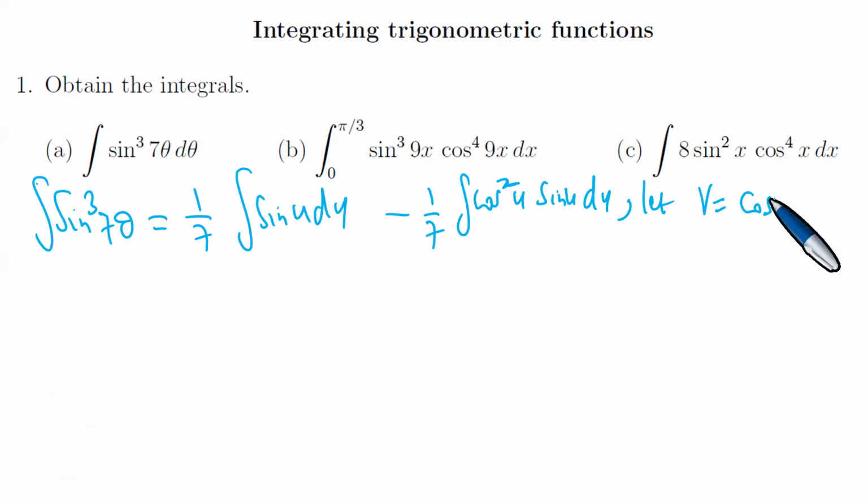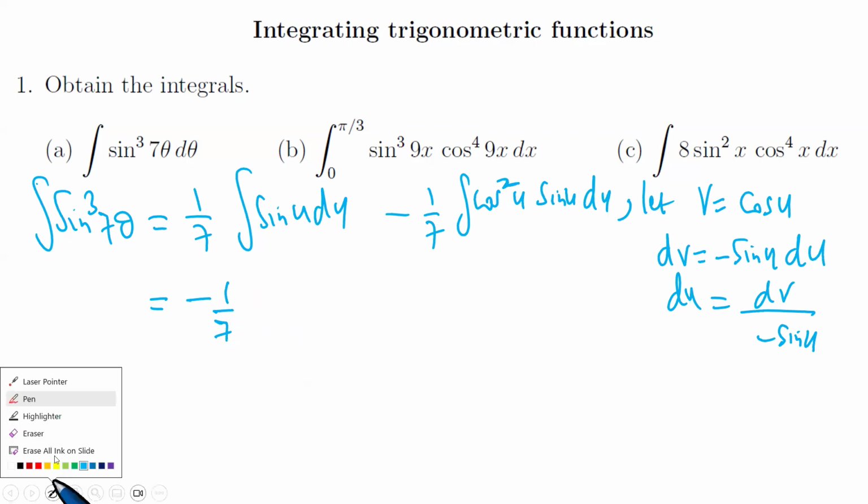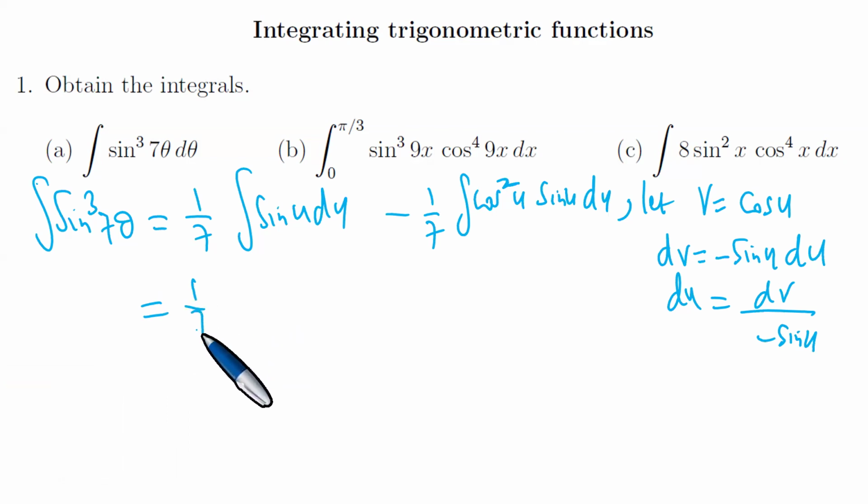Let v be cosine u, so that dv is minus sine u du. Simultaneously, du becomes dv divided by minus sine u. At this point, we know that the integral of the sine is negative cosine. Let's do the integration at the same time, so in the meantime we keep 1/7 the integral of sine u du.